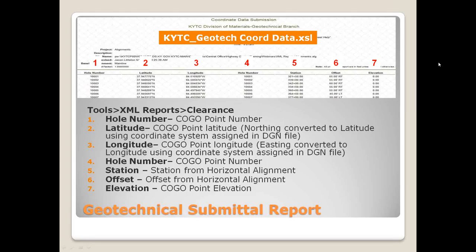So tools, XML reports, clearance. And then you have the whole number is actually reporting the COGO point number. The latitude and longitude, similar to the last couple, is being converted from the northing and easting. They repeat the whole number again. Then you have station, offset, and elevation. Station and offset are being calculated based off the alignment that you set on the General tab. And then you have the COGO point elevation being reported as well.